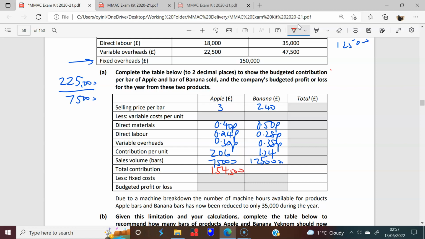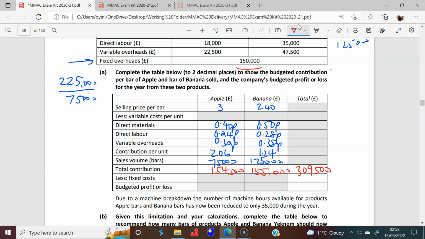154,500. And here we have the contribution per unit, which is £1.24 times 125,000, which is 155,000. Right, so let's add those two together. 154,500, which is 309,500. Take away the fixed cost.